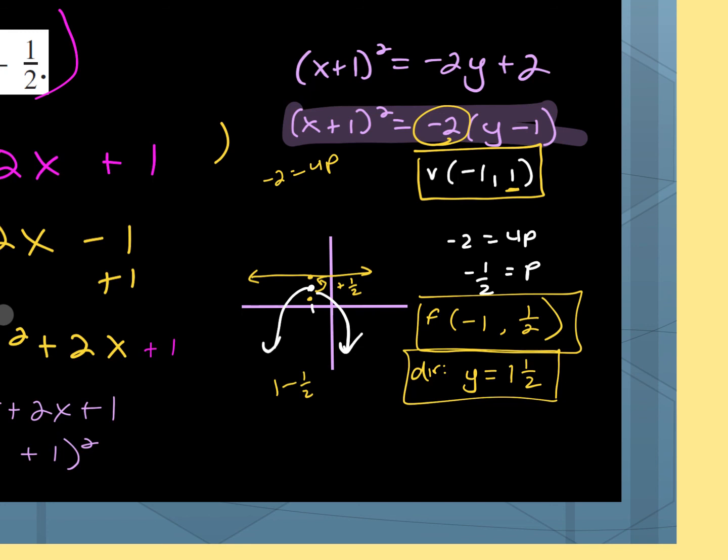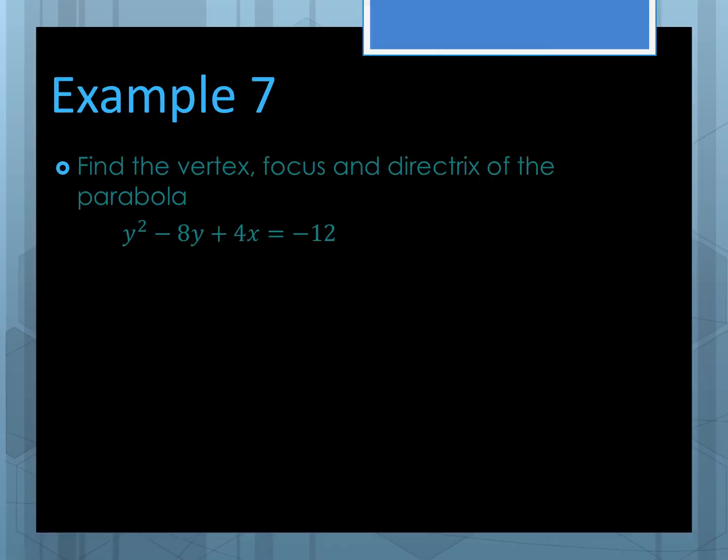Okay. All right, the bell's probably going to ring in this example, so I'm just going to tell you what we're going to do, and then I'll finish on the video. This says find the vertex, the focus, and directrix of the parabola. Okay, is this in standard form? No. What do I do to get it into standard form? I'm going to have to complete the square.